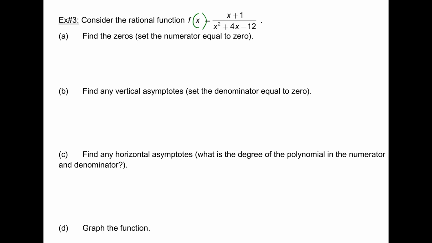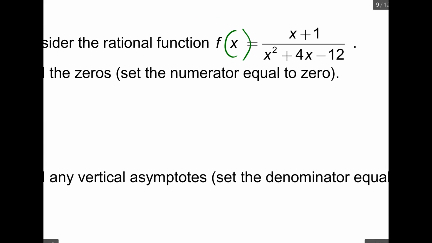Consider the rational function blah. Find the 0. Set the numerator equal to 0. First step. Someone will lead me through this. How do I do this? All right. Go ahead. So x plus 1 equals 0. Subtract 1 and make x equals negative 1. Okay, so I set the numerator equal to 0. x plus 1, set equal to 0.